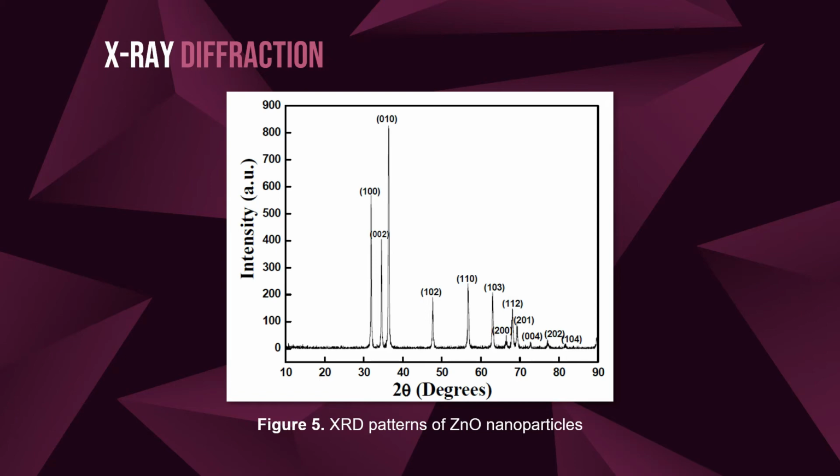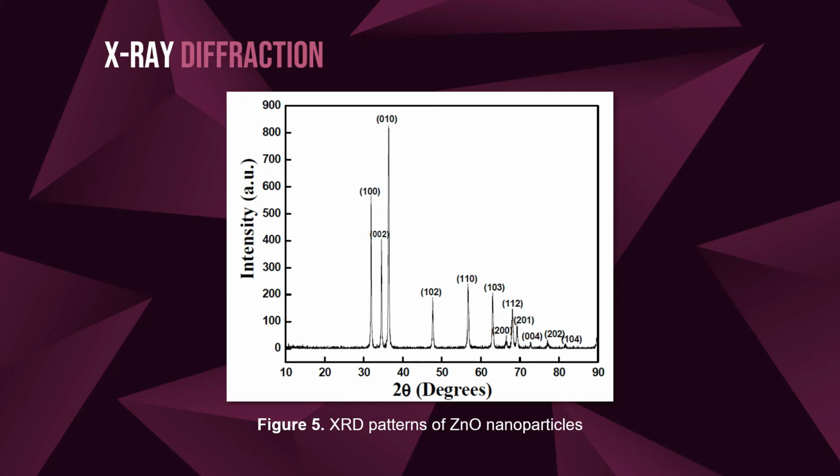The peaks are at 31.76, 34.42, 36.25, 47.53, 56.59, 62.86, 66.37, 67.94, 69.08, 72.95, 81.38, and 89.61 degrees, which correspond to pure ZnO.